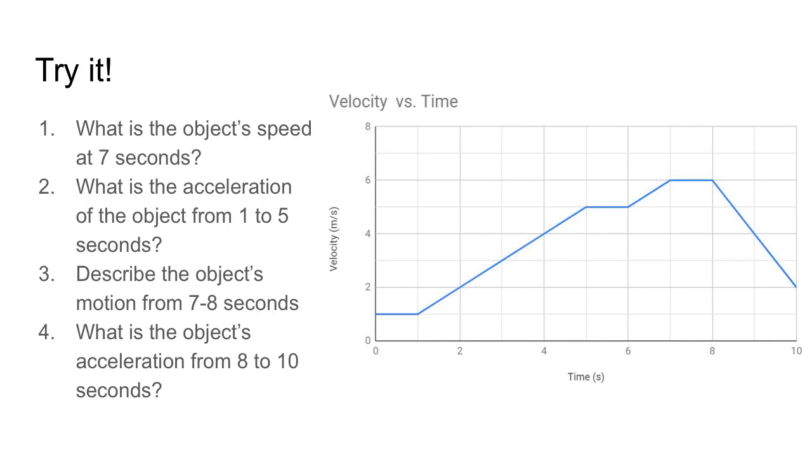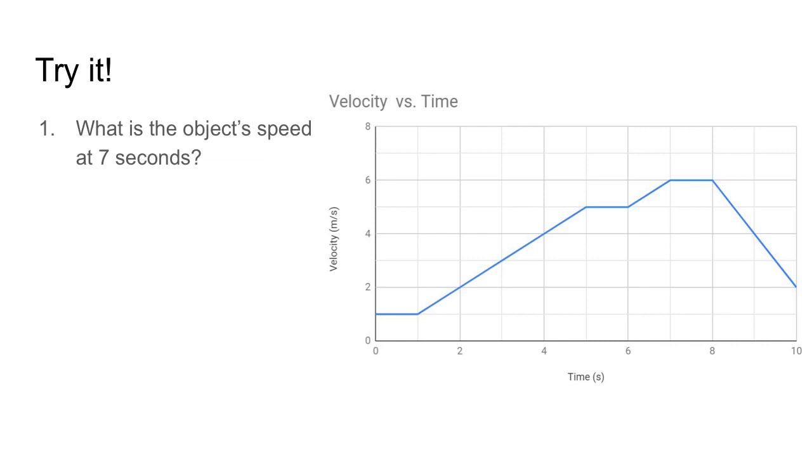and doing some descriptions of the object's motion throughout this. This is a velocity versus time graph. And so let's look at what the object's speed is at 7 seconds. Now, because this is a velocity versus time graph, and this is where we get tripped up a lot, is because we switch back and forth between position versus time graph.